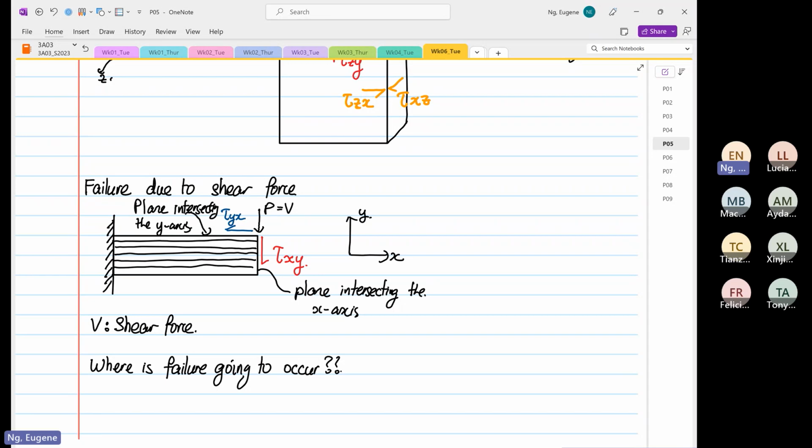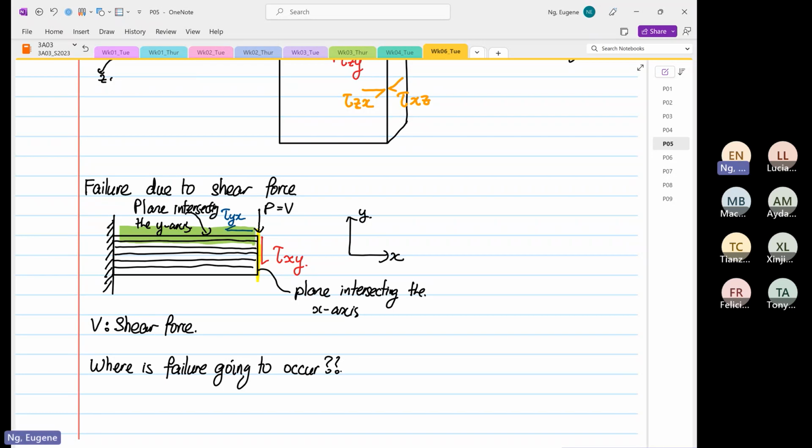If you just look at the shear force vertically, you will easily say it's going to fail, right, on the plane intersecting the x-axis. Okay. So I'm going to shade this in. I'm going to shade this in yellow. Okay. And then I'm going to shade this in green. Okay. That is, yeah.